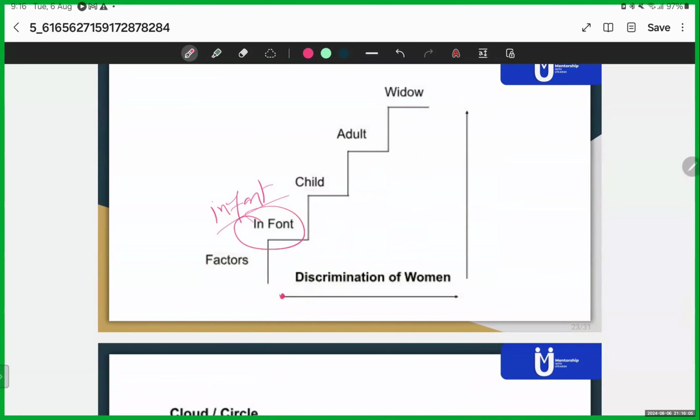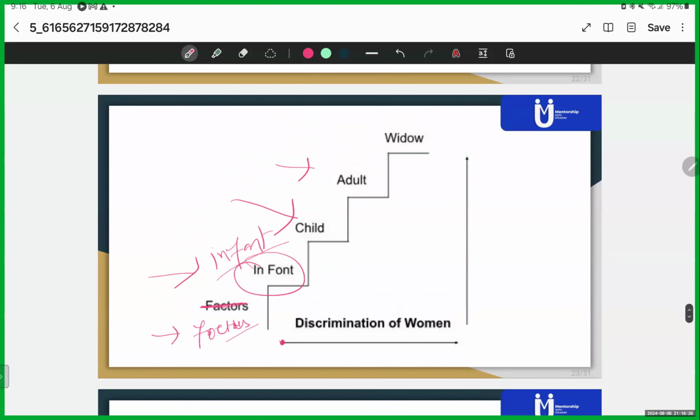Now, this is a pointer, sorry. Discrimination of women. Okay. It starts, it is not a factor, but a fetus. So discrimination of women starts at the fetus, foeticide, then infanticide, then as a child, give more milk to the son, then as an adult, sexual misconduct and all. As a widow, this is how it is increasing. It has been used by the UN itself. So I call it a staircase diagram. It can be anything, right?